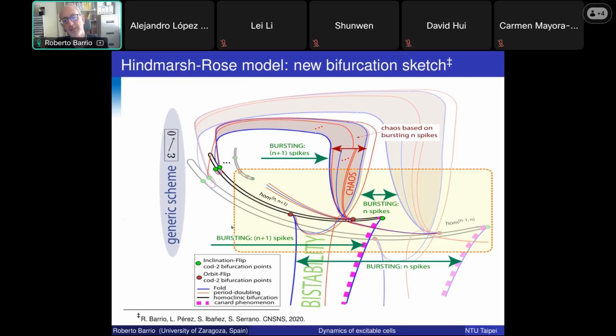But this gives the complete link between the bursting with n plus one spikes and bursting with n spikes. And in between, we have the basic ingredients to have also the canard phenomena creating these spikes. So the nice thing of mixing these techniques is that we are able to give a new bifurcation sketch of what will really happen. But this is something that happened when we have fixed this value of the small parameter. I mean, in this case, all the simulation that we have shown before is from epsilon equal to 10 to minus 2.